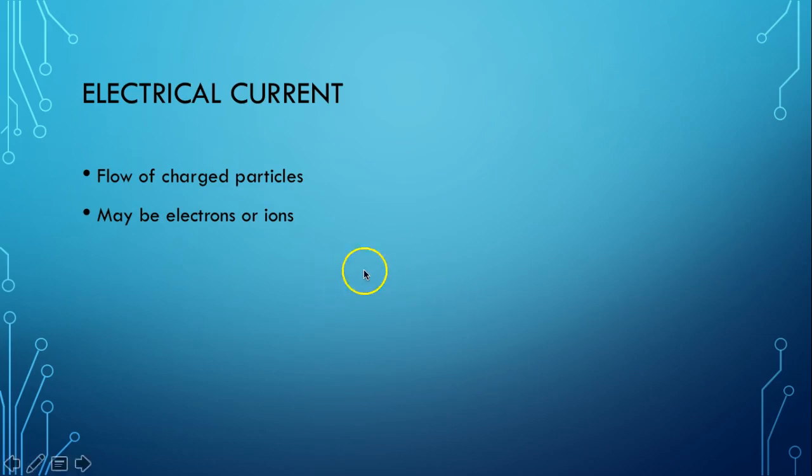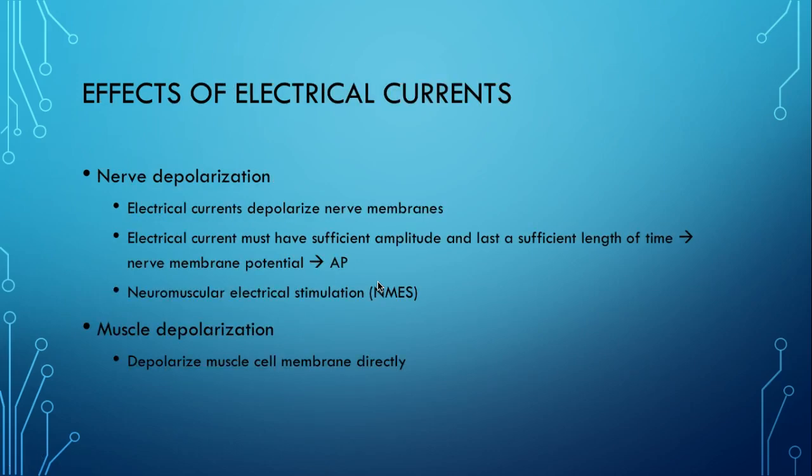So the electrical current is basically the flow of those charged particles, and they may be electrons or ions. Basically, the effect of electrical currents is to get a nerve depolarization. You want that electrical current to depolarize that nerve membrane.